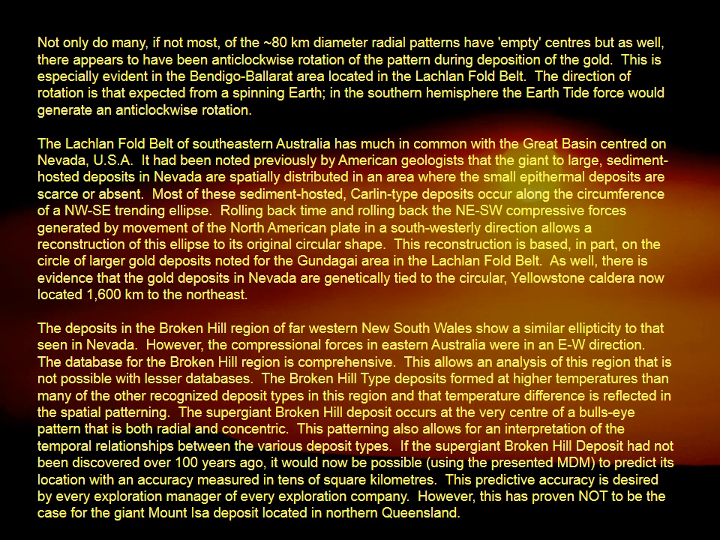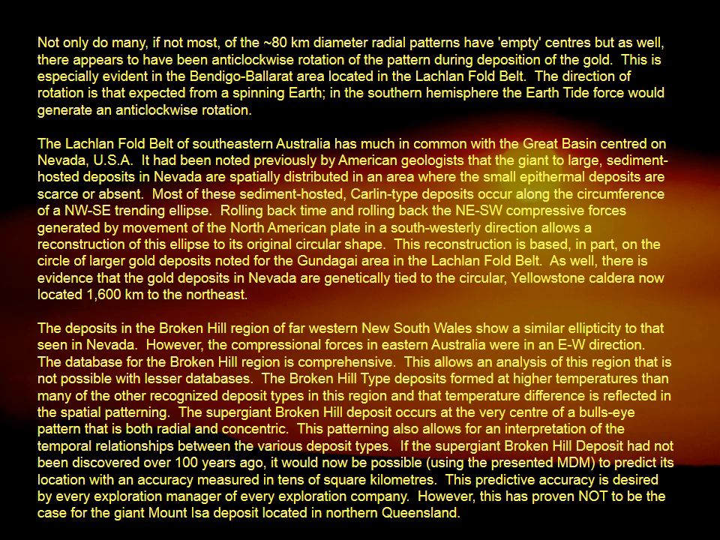This reconstruction is based in part on the circle of larger gold deposits noted for the Gundagai area in the Lachlan Fold Belt. As well, there is evidence that the gold deposits in Nevada are genetically tied to the circular Yellowstone caldera, now located 1,600 kilometers to the northeast. The deposits in the Broken Hill region of far western New South Wales show a similar ellipticity to that seen in Nevada. However, the compressional forces in eastern Australia were, and are, in an east-west direction.